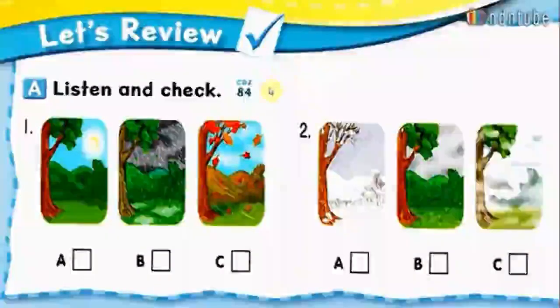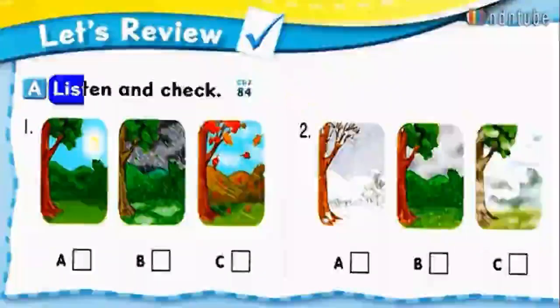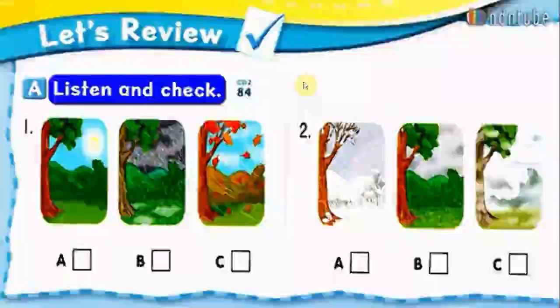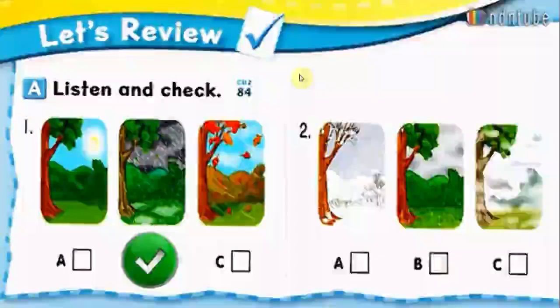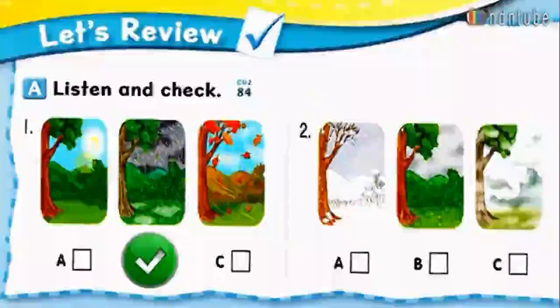Review Unit 7 and 8. A. Listen and check. Number 1. How was the weather on Monday? It was rainy. Now we're back to the weather lesson. How do we ask about the weather? How was the weather? It was rainy. Which picture is it?